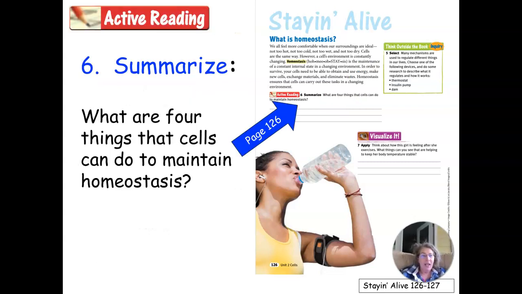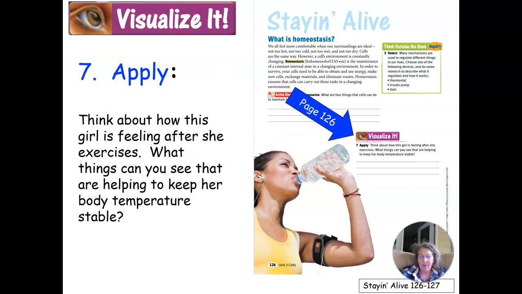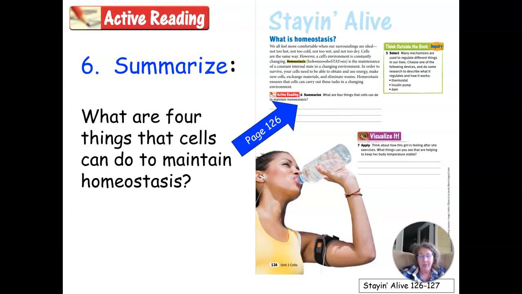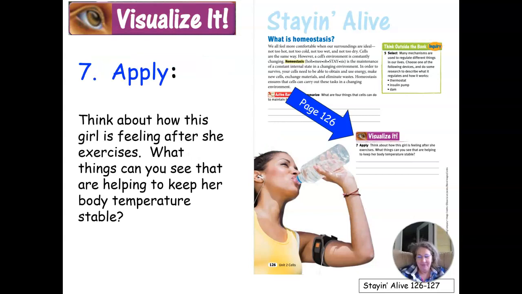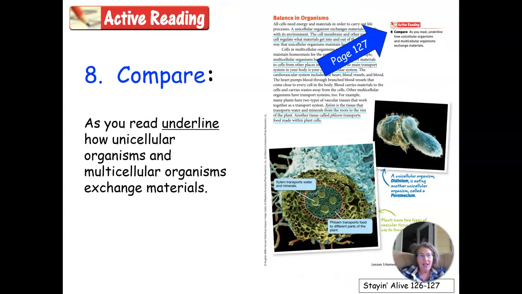Number 6 wants you to list 4 things that cells can do to maintain homeostasis. And I wonder if we just talked about them. I'll get back to you on that. I'm still thinking about it. Number 8, I want you to, as you read, underline how unicellular organisms and multicellular organisms exchange materials.